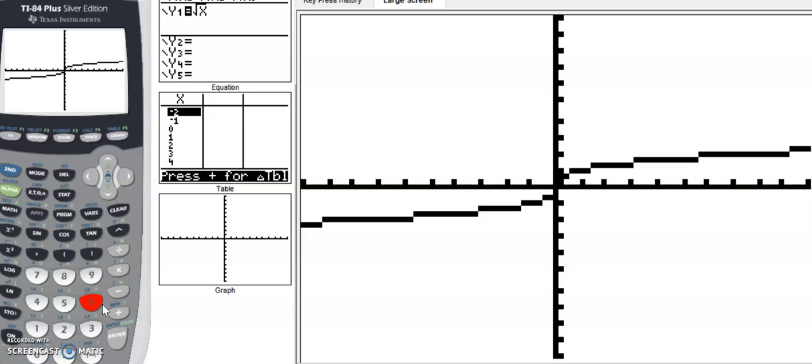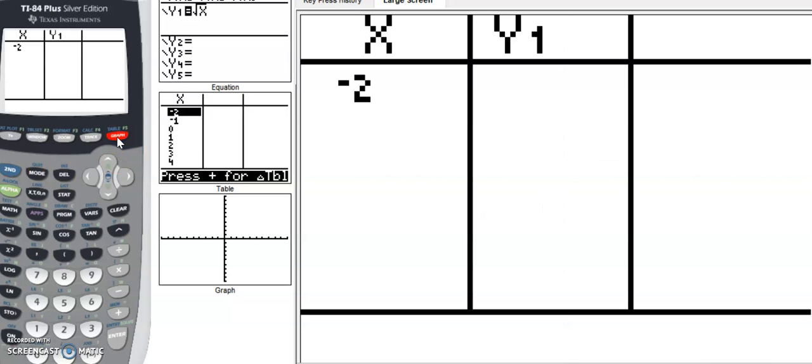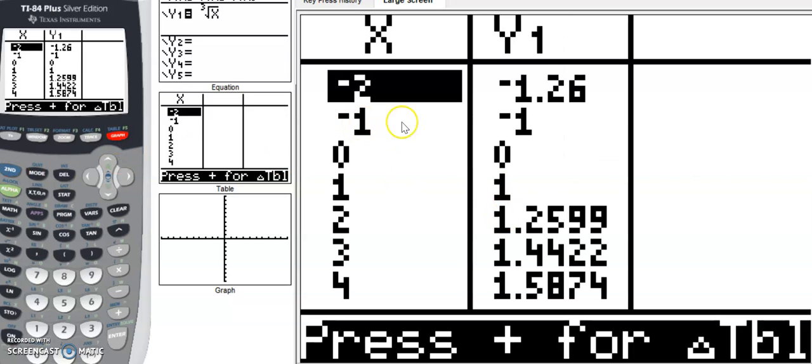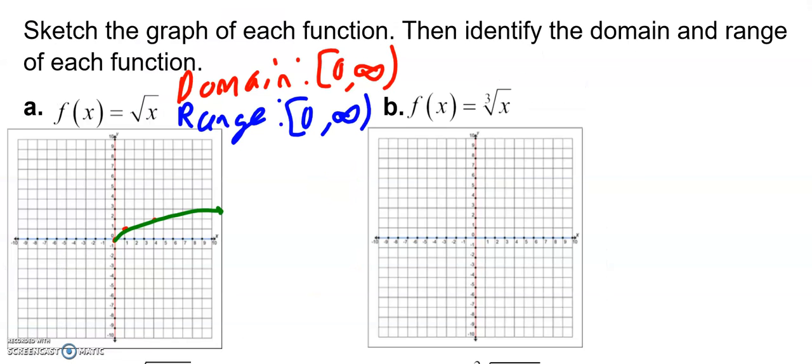Huh. Is that what you're expecting? I don't know. Let's look at the table and get a couple of key points. So -1, -1, 0, 0, and 1, 1. Those sound good.